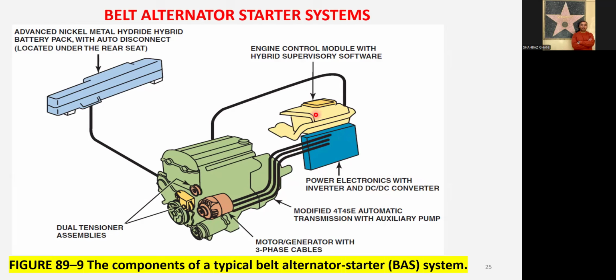And then we have this ECM, engine control module, with hybrid supervisory software. And we have this power pack, an advanced nickel metal hydride hybrid battery pack with auto disconnect, located under the rear seat. And here we have dual tensioner assemblies. So this is how your belt alternator starter system works in a vehicle.